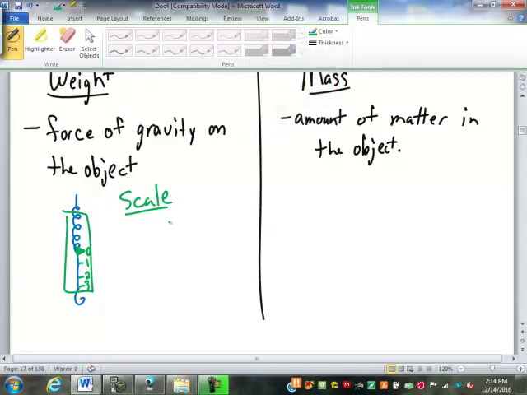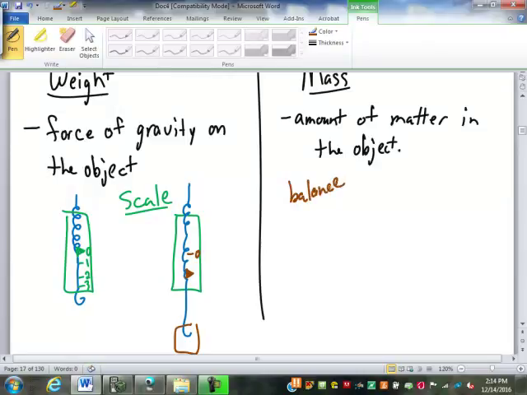So if we now put our object on there, that scale has stretched downward and the indicator has moved. So 0 is up here, the indicator has moved down here. So the distance that indicator moves indicates how far the spring has stretched and indicates the force of gravity, the weight of that object. Mass is measured on a balance.